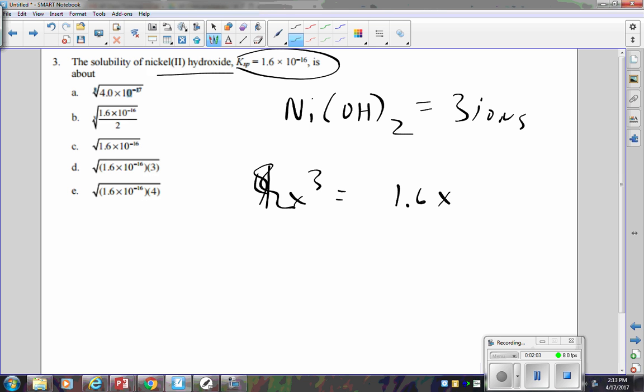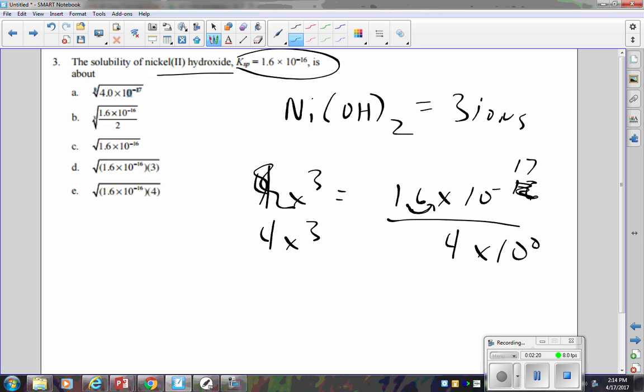I have 1.6 times 10 to the negative 16. I'm going to move this over to make it 16. Whenever I go to the right, the negative exponent is going to go to the 17th. So then basically what I'm going to do is I have 4x cubed is equal to that. So I'm going to divide by 4, which is 4.0 times 10 to the 0 power. 16 divided by 4 is going to be 4. And then negative 17 minus the 0 is going to be to the negative 17th.